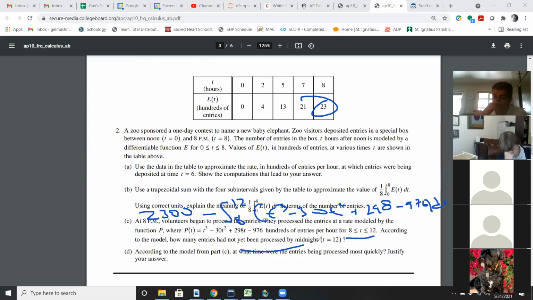They're asking how many have not yet been processed. So you have 2,300 entries that you just received. At t equals 8 hours, you haven't processed any of those 2,300 yet. And then you process some along the way. So you have to take that difference.